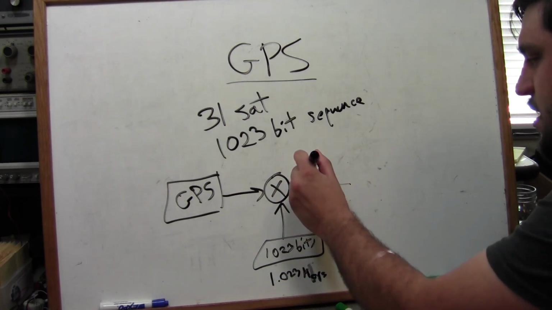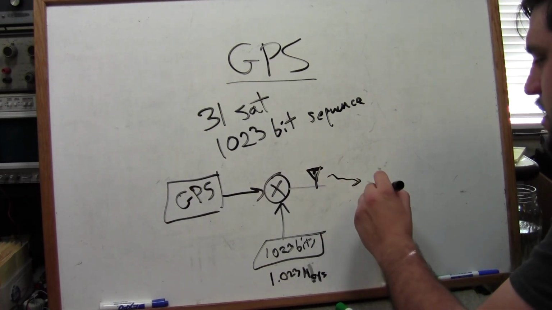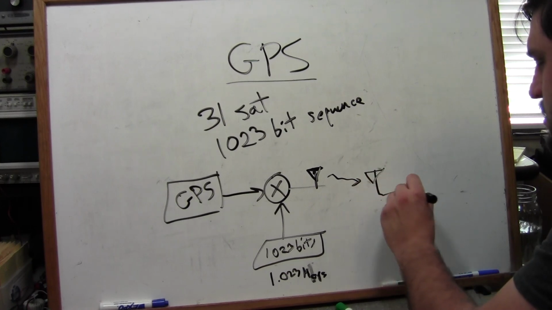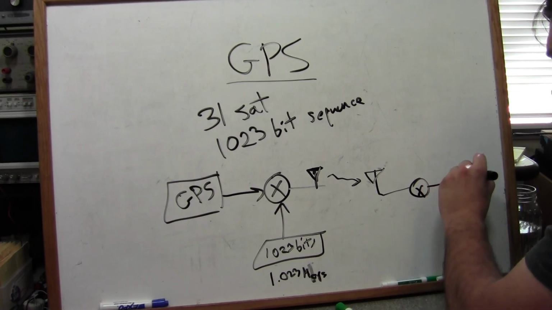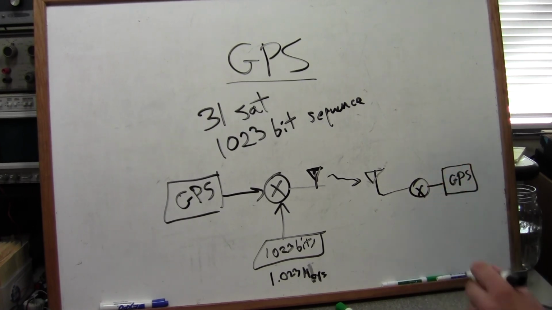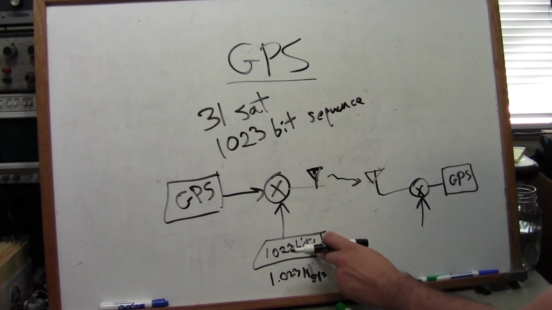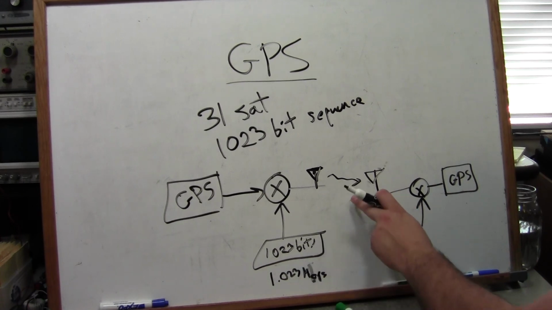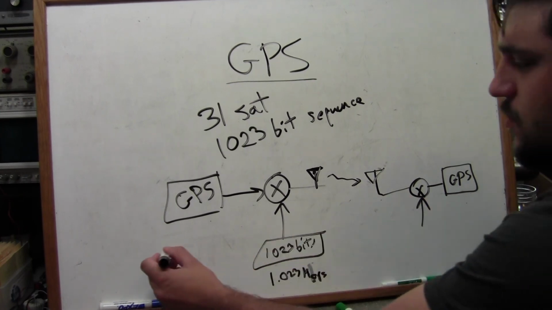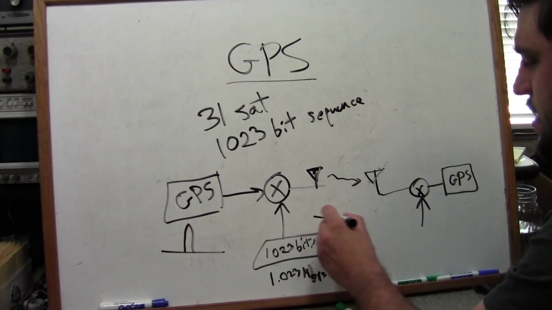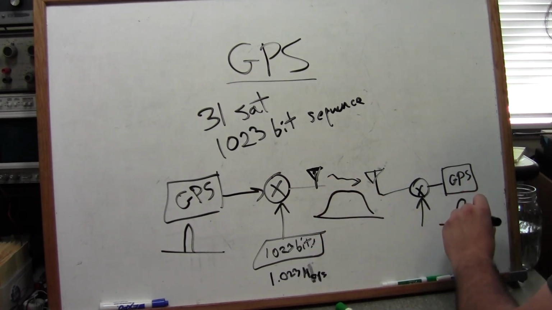Alright, so at that point it goes up to the antenna, and then we go through space, and then we go to the receiving antenna on the station, and it goes through a down mixer to the whole GPS receiver. Right here, we need to feed in the exact same sequence from here at the correct phase after it goes through the air like this, to de-spread what is a wideband signal here back into a narrowband signal.